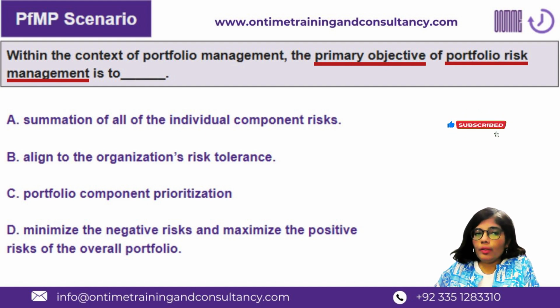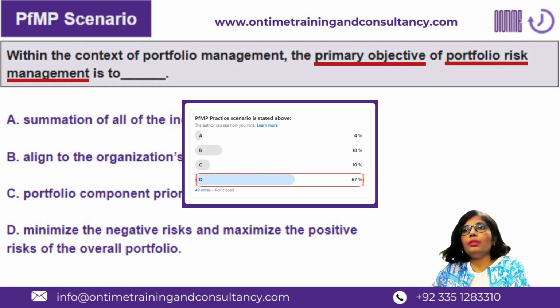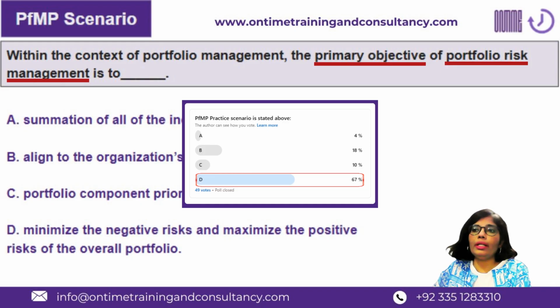So when I posted this question on my regular Thursday poll, I got most of the choices in option D, and I was expecting the same. When I was posting this question, I knew that this is going to happen. Around 67% of the audience who went for the selection opted for option D.